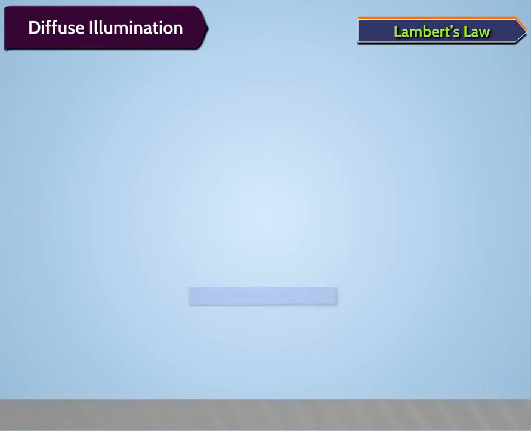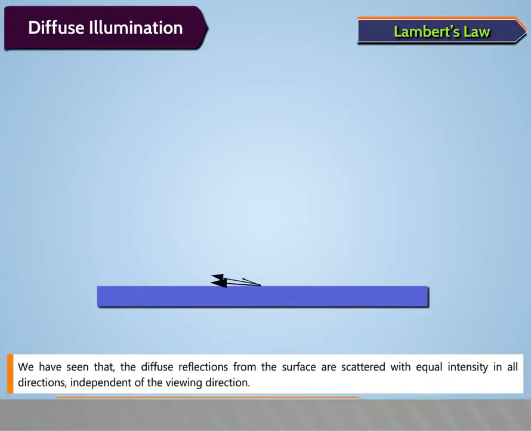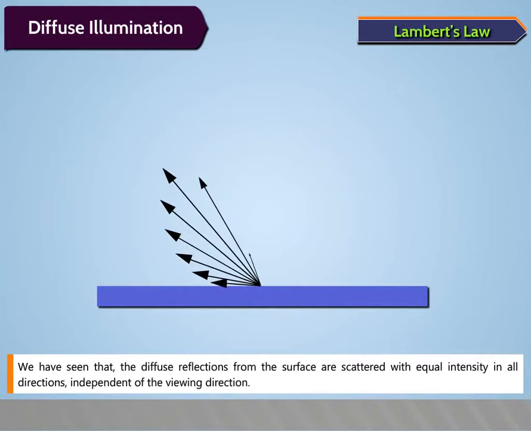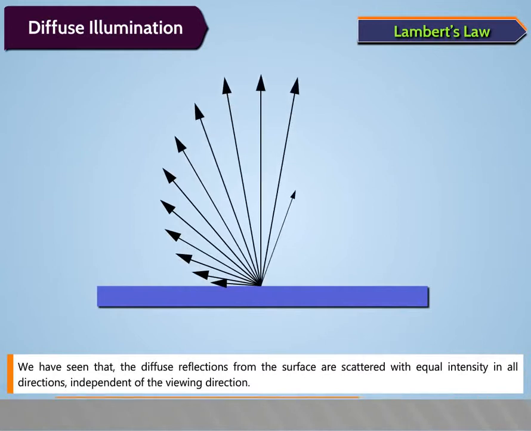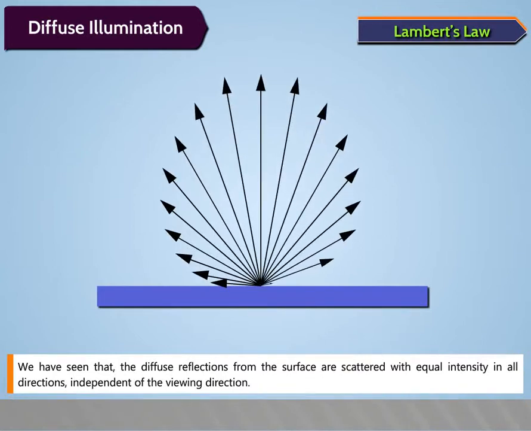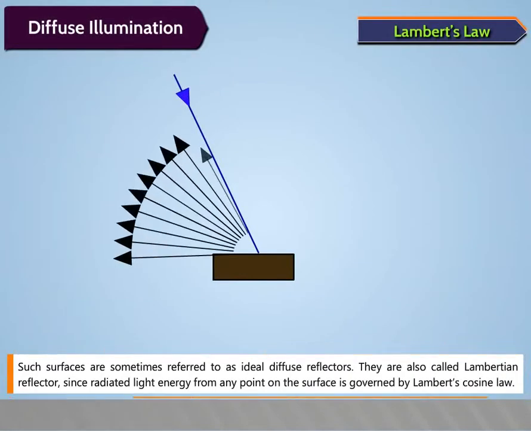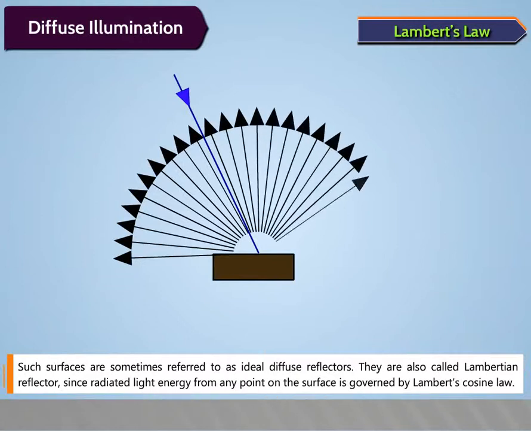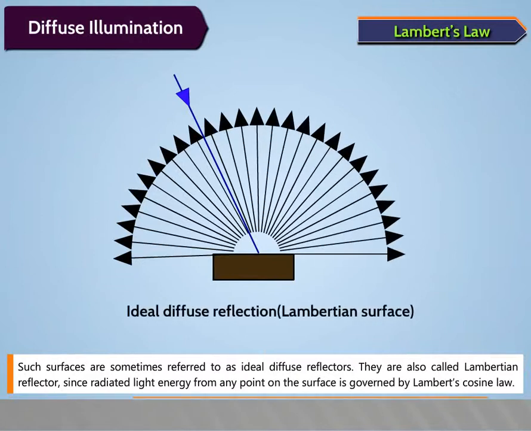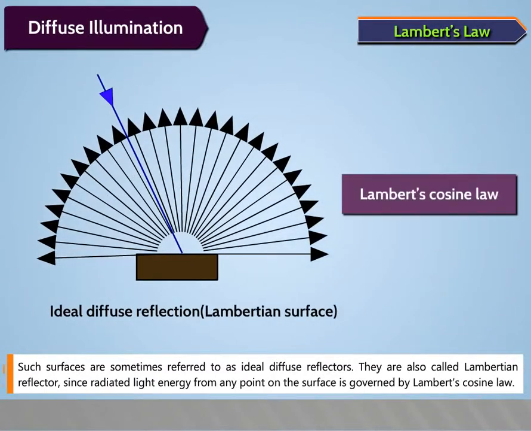Lambert's law. We have seen that the diffuse reflections from the surface are scattered with equal intensity in all directions, independent of the viewing direction. Such surfaces are sometimes referred to as ideal diffuse reflectors. They are also called Lambertian reflectors, since radiated light energy from any point on the surface is governed by Lambert's cosine law.